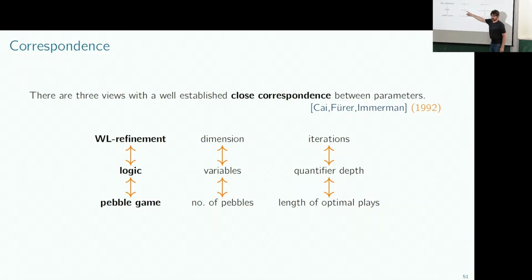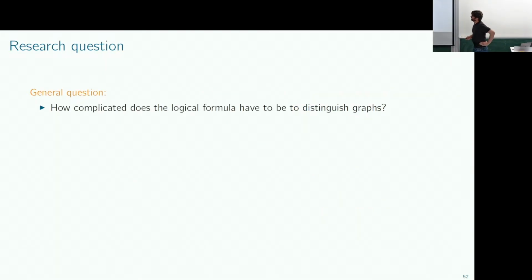And then the dimension corresponds to the variables, which corresponds to the number of pebbles, which is why these parameters are interesting. And the number of iterations, how long you have to do, corresponds to the quantifier depth of the formula, which corresponds to the length of optimal plays in some combinatorial Hobbes and Roberts games. And this is well known, and this is kind of stuff we've searched.